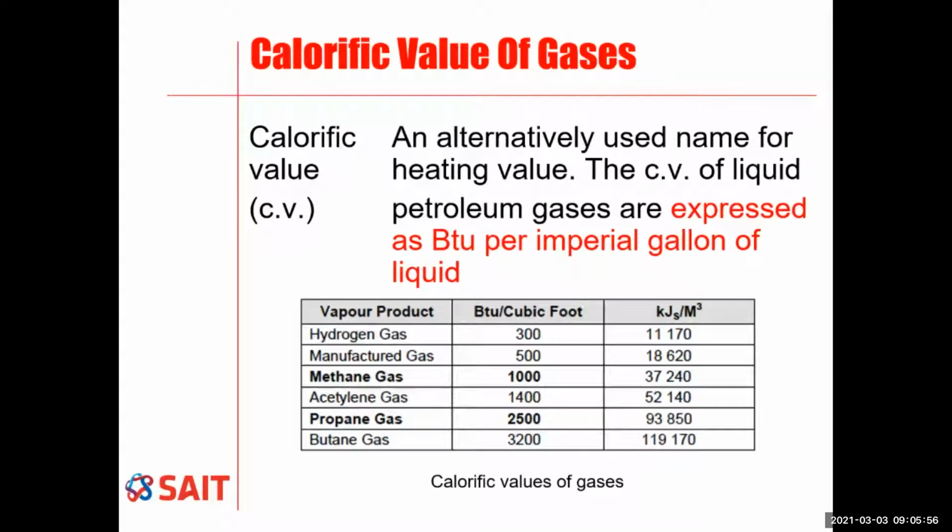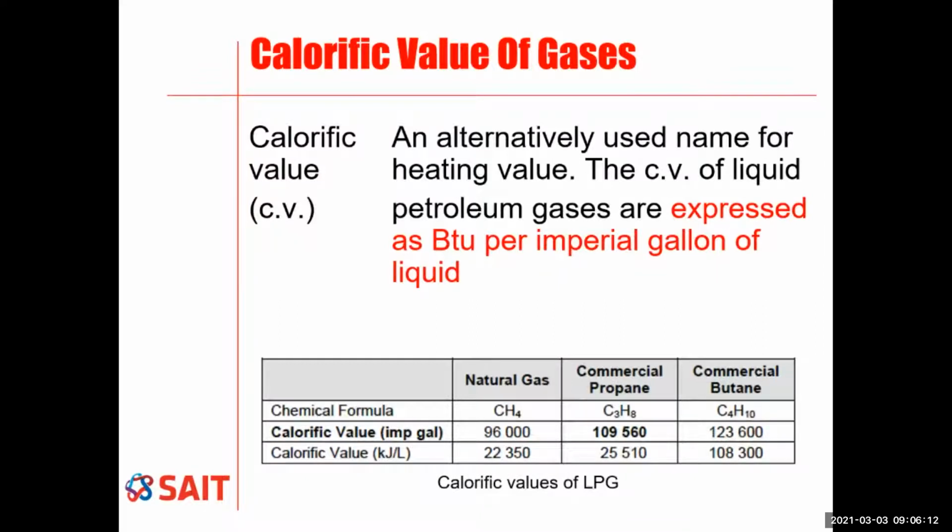Just where we left off, calorific values of gases. There they are. We know these already, right? Methane is 1,000 BTUs per cubic foot, and propane is 2,500 BTUs per cubic foot. And then we have calorific gas values of liquid petroleum gases down here in this table.